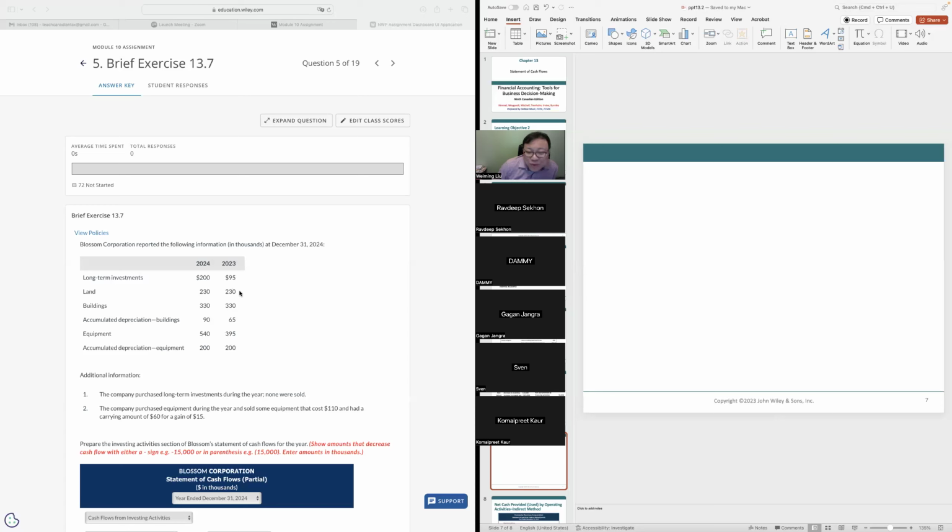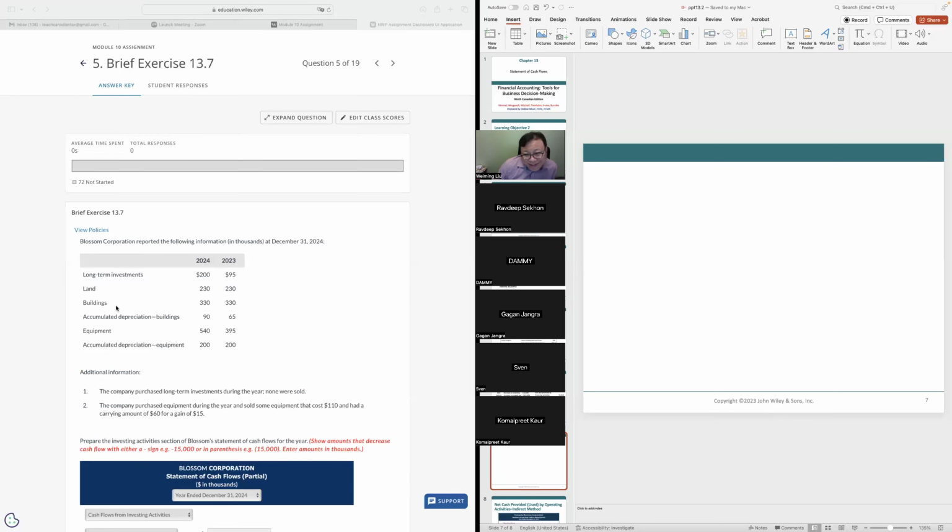For land, we do not depreciate land. So there is no cumulative depreciation for the land, but we do depreciate buildings. We have a cumulative depreciation on the building. Equipment. Maybe there's some purchase: 395 versus 540. And the accumulated depreciation equipment, 200.